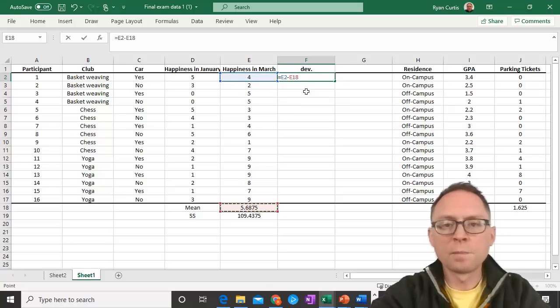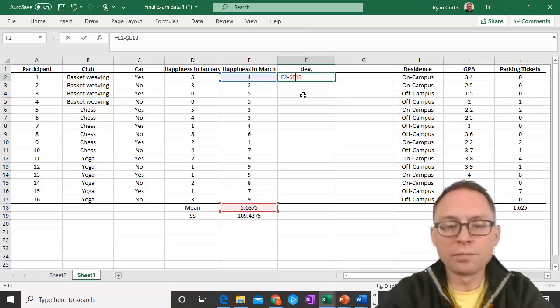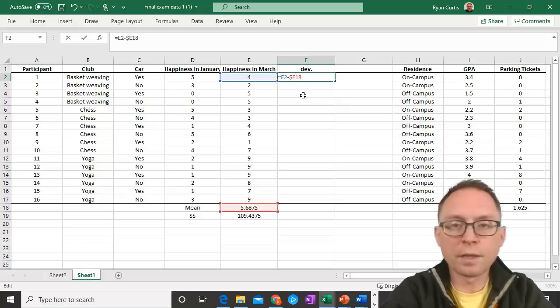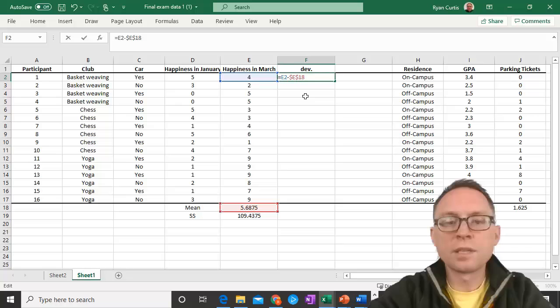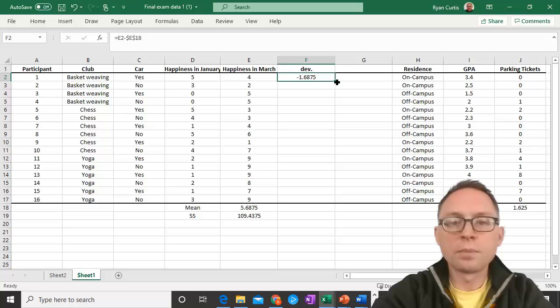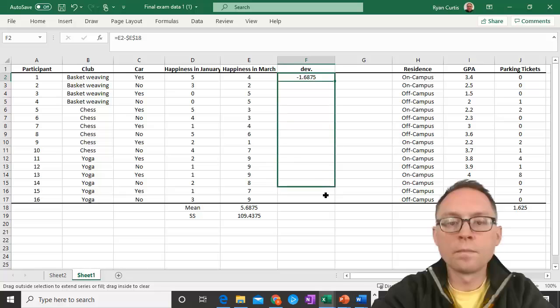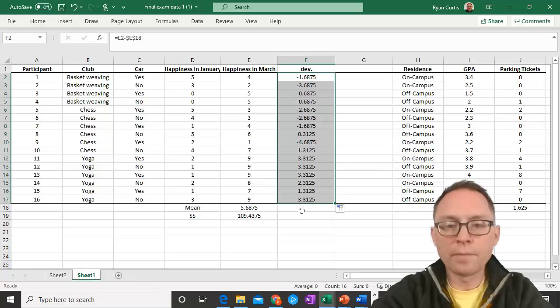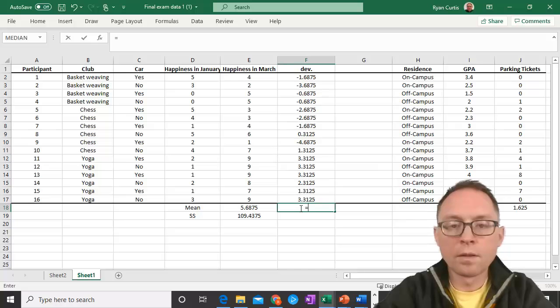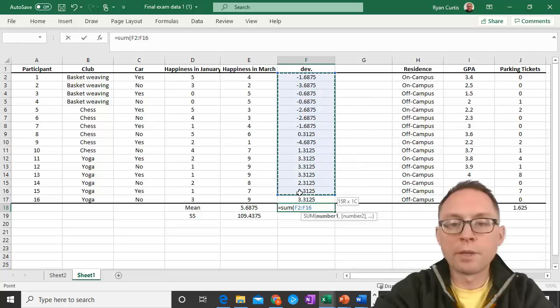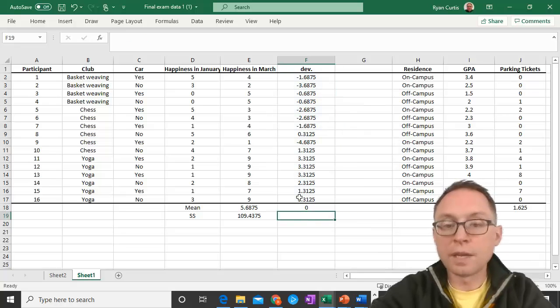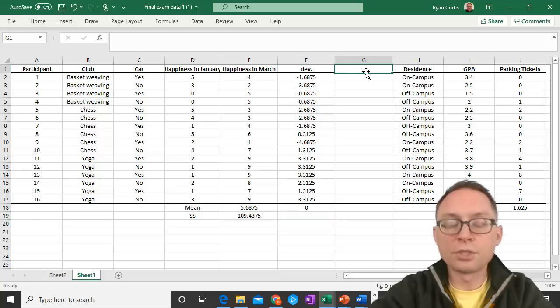And so I'm going to put a little dollar sign right there that says, make sure that you don't move, because I'm going to pull this down in a second. Dollar, dollar. This says I want just E18. I don't want you to ever move from that. And when I do this and pull down, that's what I get. And when I add those all up, I'm going to get 0 because those add up to 0, right? So you've got to square them.